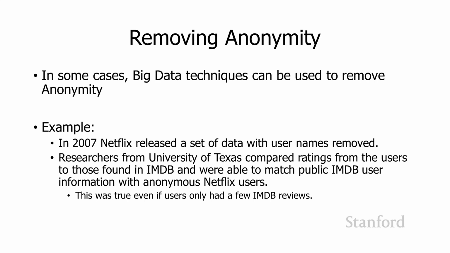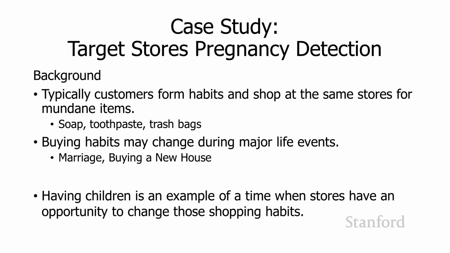One famous use of big data is the Target store's pregnancy detection story. This is coming from an article in the New York Times, and I included a link to this article in your class notes. The background on this story is from some research out at UCLA. Typically, customers form habits and shop at the same stores for mundane items. If you're buying, we all have to buy soap, toothpaste, trash bags, and other items on a fairly regular basis. And typically we're just going to buy them at the exact same stores all the time over and over and over again.